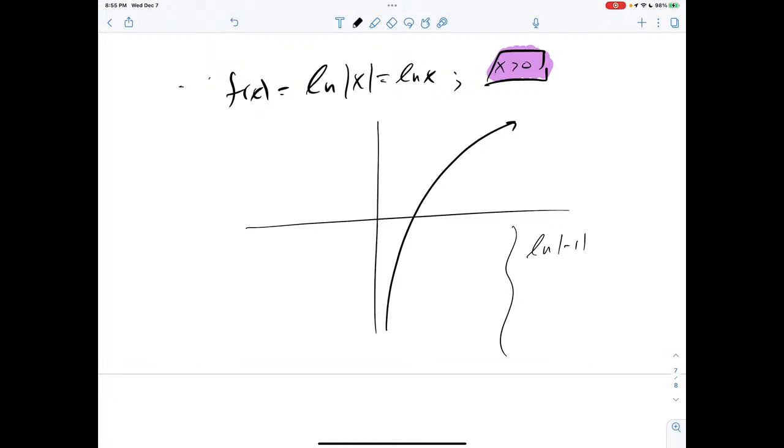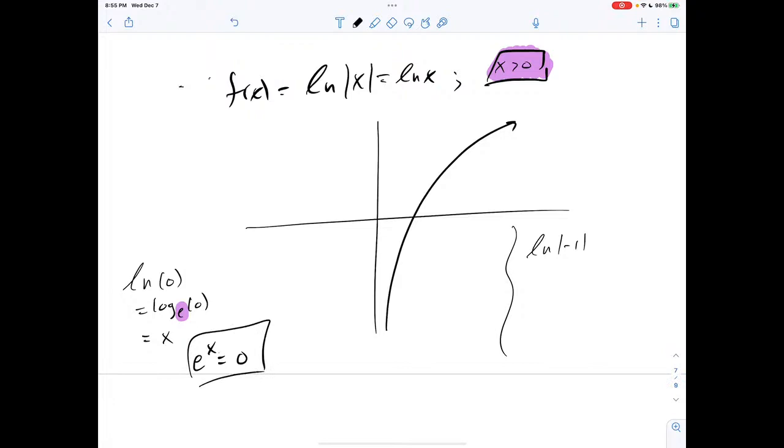Let me just take a side note. The reason it's undefined at 0 is that if you take the ln of 0, that's equivalent to asking log base e of 0. And what that means is, what exponent do I have to raise my base to in order to get 0? There does not exist a value. There's no x value that you can raise this to make it 0. It's impossible.